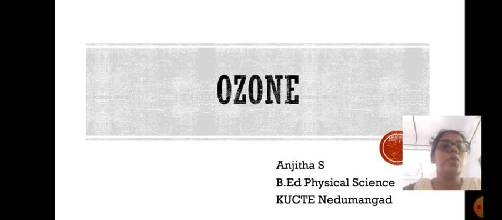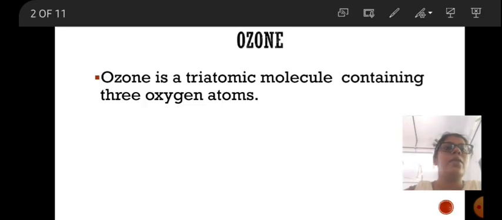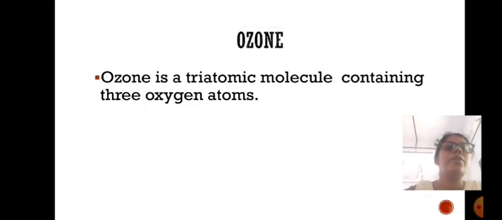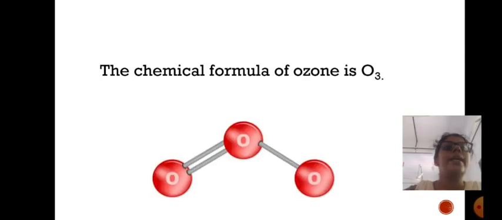But ozone is a triatomic molecule containing 3 oxygen atoms. The chemical formula of ozone is O3. In this figure, we can see the structure of the ozone molecule. And this ozone is a pale blue gas with a distinctively pungent smell.